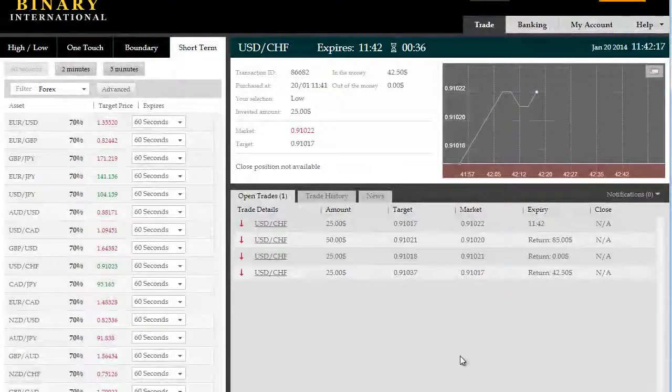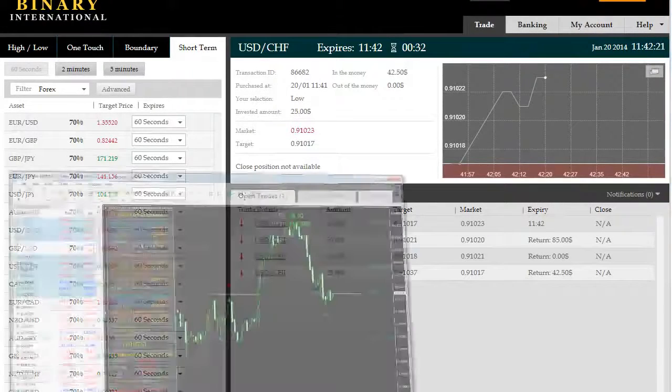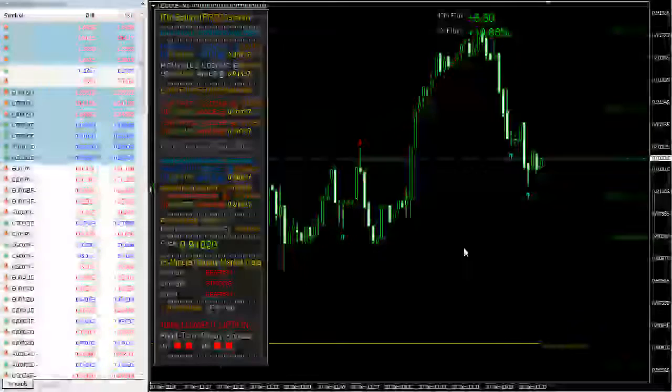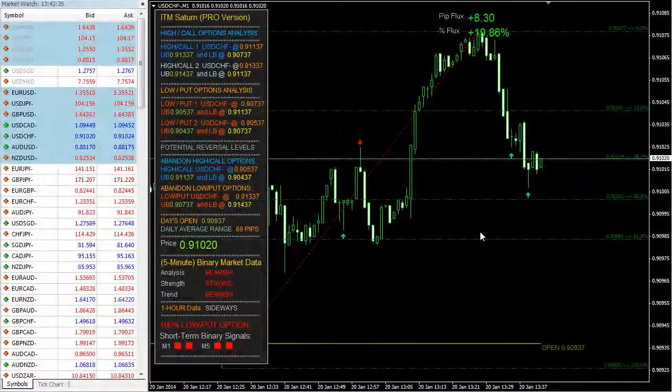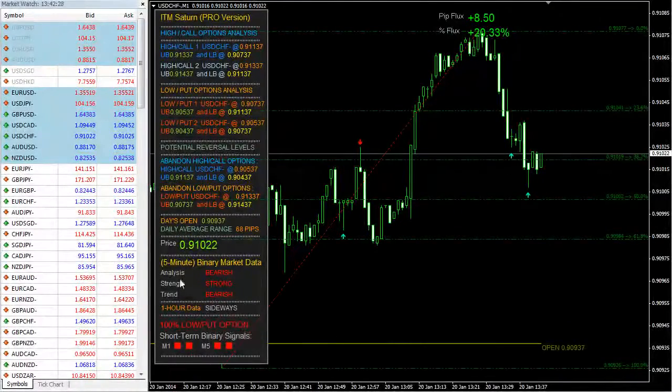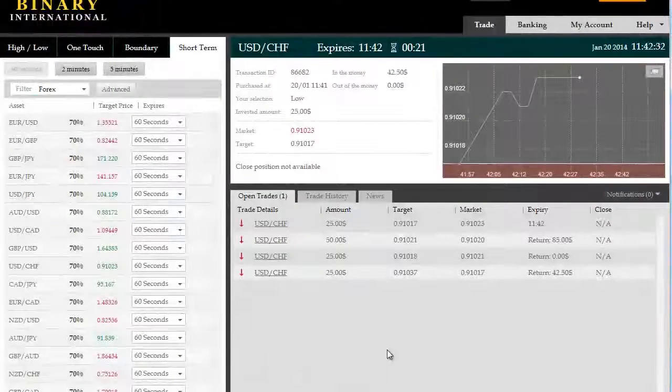We have 30 seconds left to expiry, and we're going to see how this pans out. Don't worry if the chart is currently against you. That is the nature of 60-second trading. We're most likely going to expire in the money here again. 100% low put option probability, showing us that we have sharp bearish momentum and that we're most likely going to be expiring in the money. So let's see how this pans out.